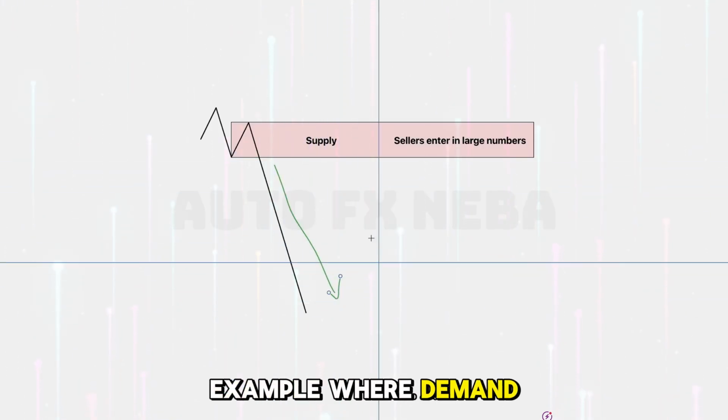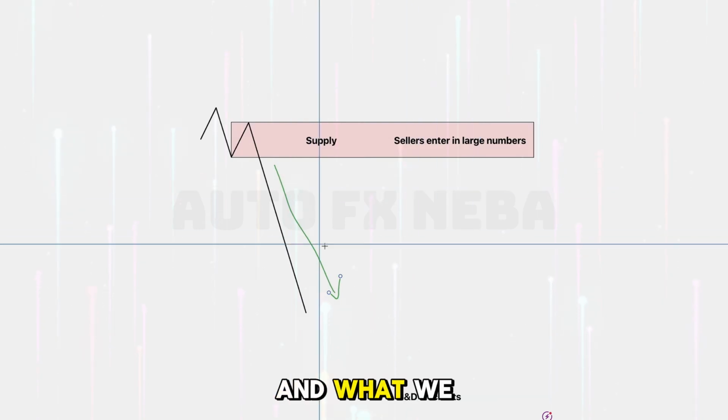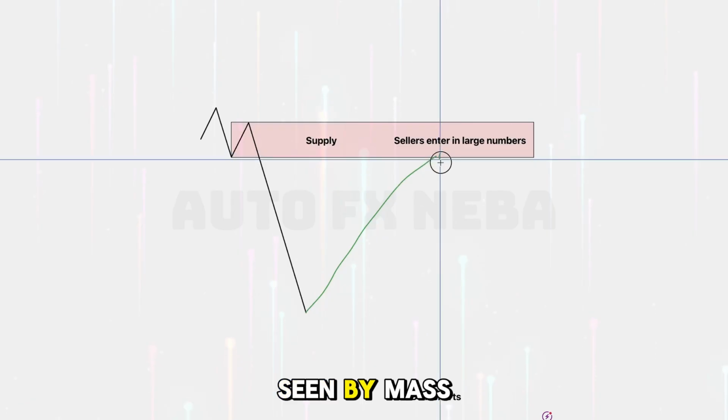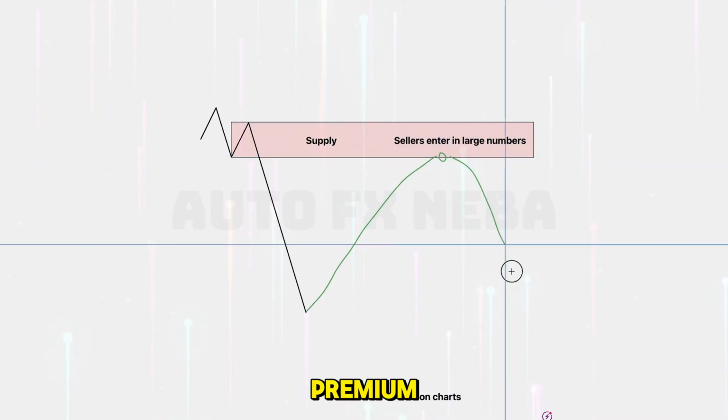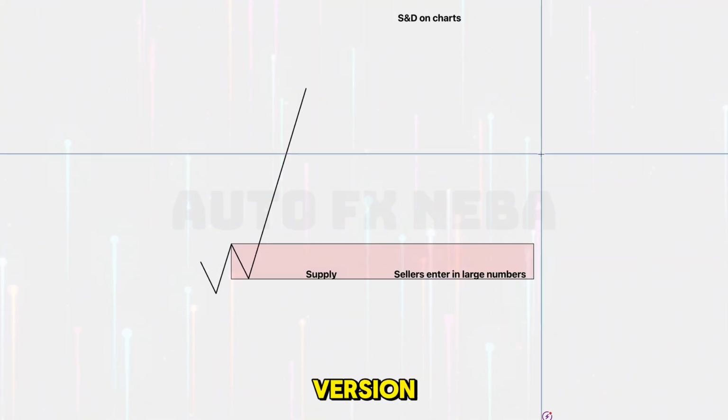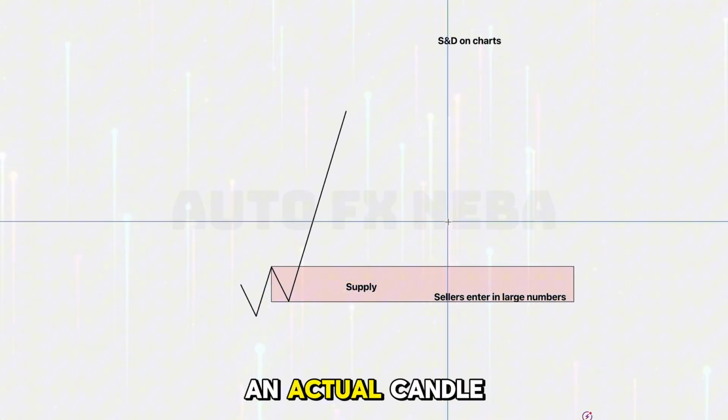This is the example where demand is weaker, supply is stronger. And what we want to do from those is sell the market once we return to what is seen by the mass market as a premium price to sell. So that's a supply zone. Demand zone is the buy side version. And now we'll go and look at these on an actual candle chart.